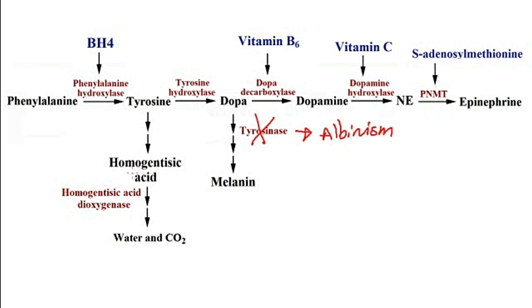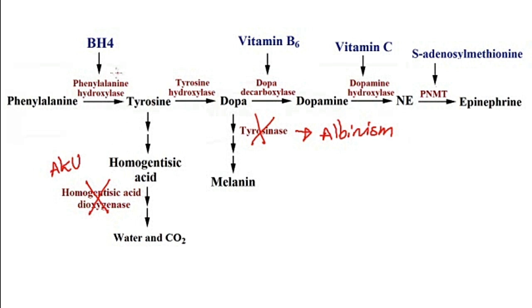Now the question that I have for you here is, deficiency of which of these enzymes is associated with alkaptonuria? And the answer is, deficiency of homogentisic acid dioxygenase is associated with alkaptonuria. And now the next question is, deficiency of which of these enzymes or cofactors is associated with phenylketonuria?